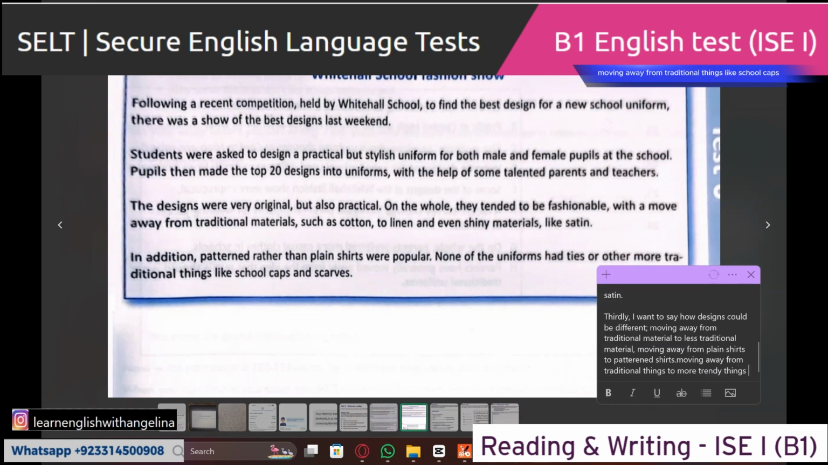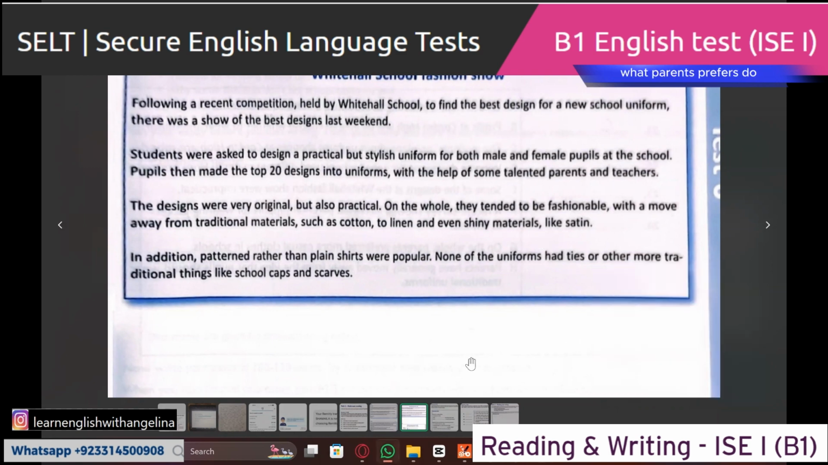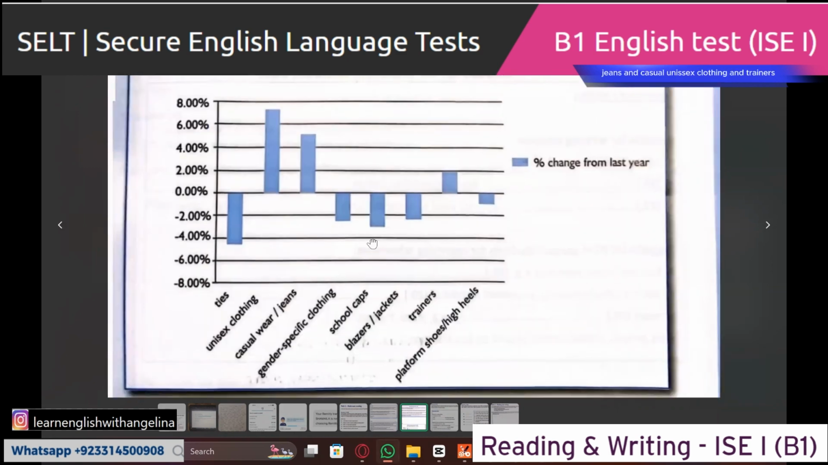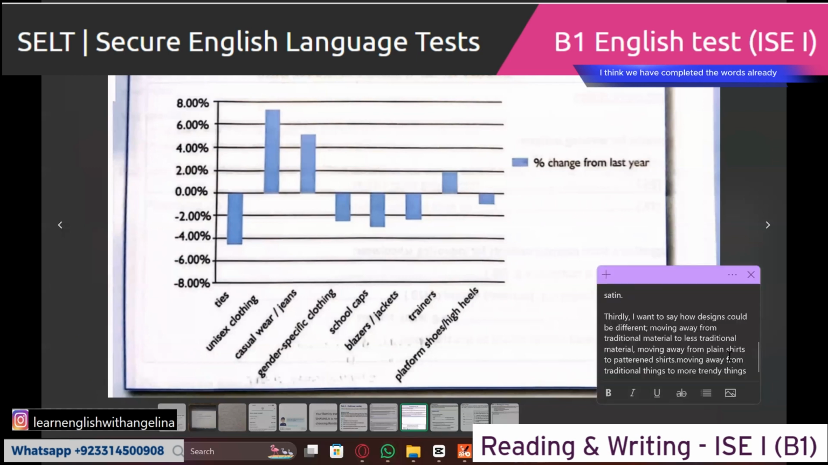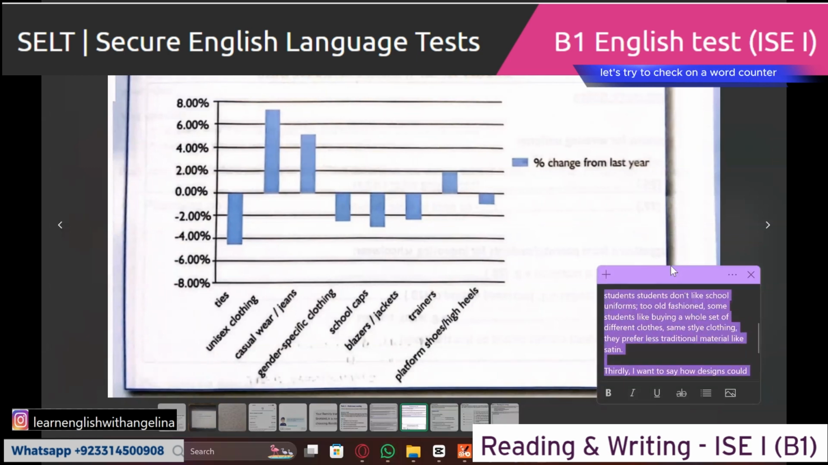That moving away from traditional things like school caps and scarves and ties to what parents prefer. To jeans and casual unisex clothing and trainers. Okay? This is your choice. I think we have completed the words already. Let's try to check on a word counter. How many words are these?